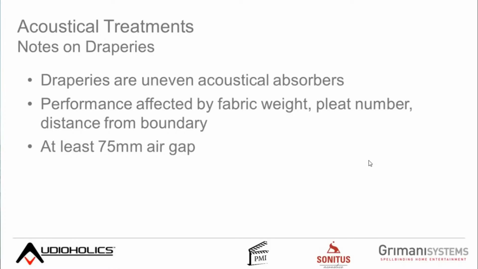So generally try to have about a 75 millimeter air gap, which is about 3 inches. And use heavy velour. You may not like the look of that, but that's what works. And go for a drape with what's called 100% fullness, which means that the drape is twice as long, or that when it's fully deployed, it's only half the length of the full drape. So it's still got a fair amount of pleating.